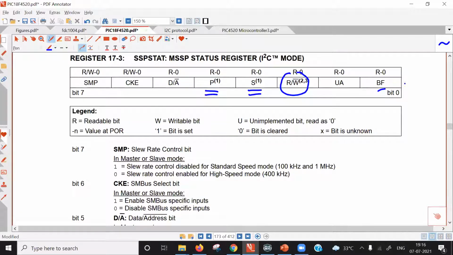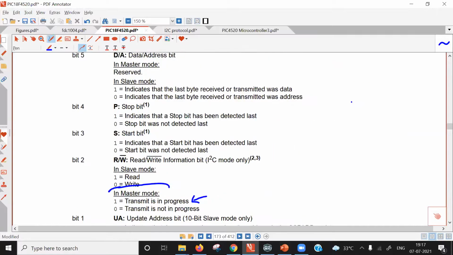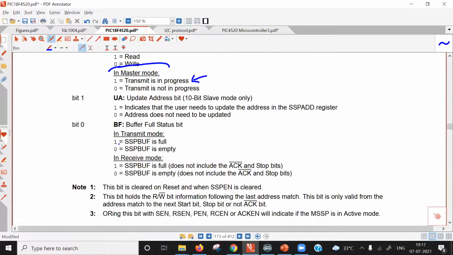BF stands for buffer full flag bit. What is the meaning? In transmitting mode, when this bit is 1, SSP buffer register is full. That means you cannot write data to the SSP buffer register. It is already full. And when this bit is 0, SSP buffer register is empty. That means we can write data to the SSP buffer register. That is the meaning of the buffer full flag bit.